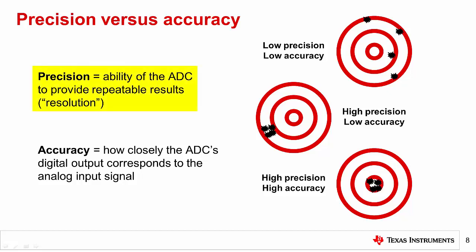Precision, or resolution as it is sometimes called, is the degree of repeatability of measurement results. This term signifies how close subsequent output results are to each other. Accuracy, on the other hand, refers to how closely the measurement results reflect the exact values of the measured signal. This term signifies how close the output result is to the analog input.